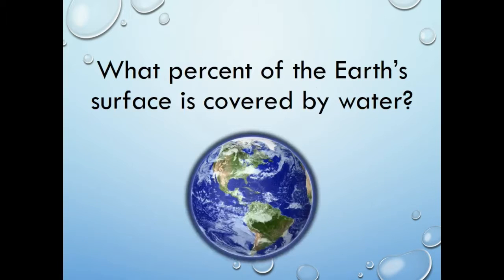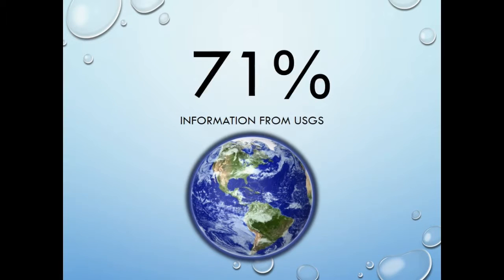Water is an abundant resource on our planet. What percentage of the Earth's surface is covered by water? According to the United States Geologic Survey, 71% of the Earth's surface is covered in water. That 71% of water is not just blank space. It holds lots of life between oceans, lakes, ponds, rivers, and wetlands. Even terrestrial organisms rely on bodies of water or groundwater to survive.